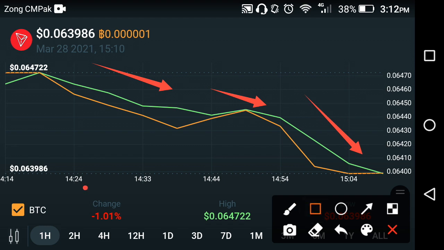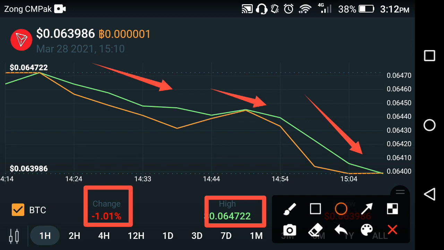As you can see now, the change is also negative because the graph tells us it is falling down. So the change is negative 1.01% in the previous last 1 hour. That is the live price prediction you are watching now on the ABS Tech channel for the last 1 hour. And the high price of TRX crypto in the previous last 1 hour is $0.064722.